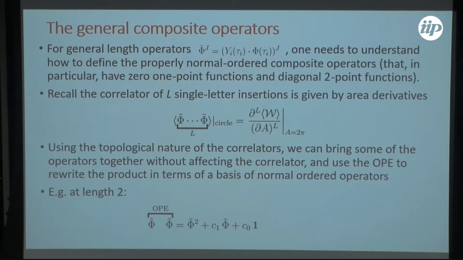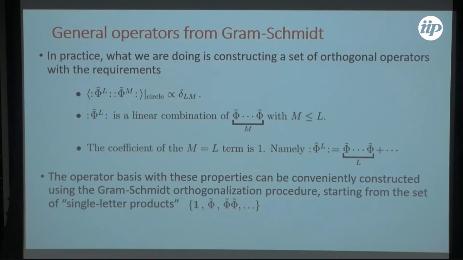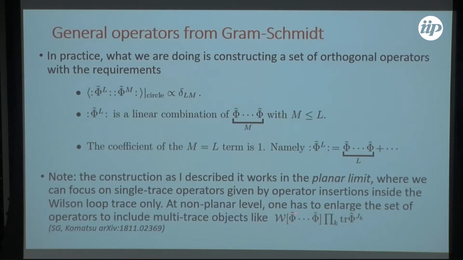At non-planar level, you actually have to also worry about other kinds of operators, more general defect operators, which are in general operators of this kind, where you have insertions inside the Wilson loop trace, and single traces also inserted at some point on the loop, but attached. You know, the color structure is such that you have a multi-trace object. Okay. So if you want to do this at non-planar level, you have to include these operators in the Gram-Schmidt procedure, and it becomes more complicated, but it can be done.